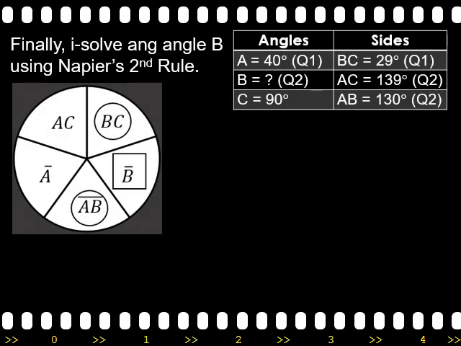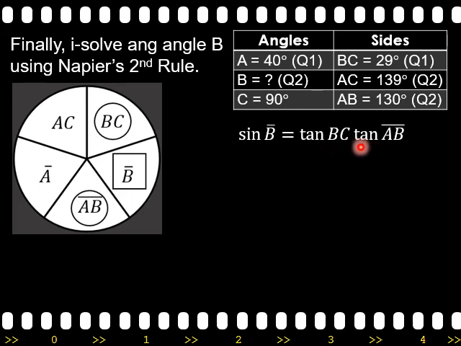Okay, so finally, pwede na natin ma-solve yung last part. So, yung last part natin is yung B bar. Okay? So, in this case, gusto ko ulit gamitin si Napier's second rule. And this time, gagamitin ko yung middle part as angle B, and then the adjacent parts will be sides AB and BC. Okay, so ito yung magiging equation natin. So, sine B bar is equal to tangent BC times tangent AB.